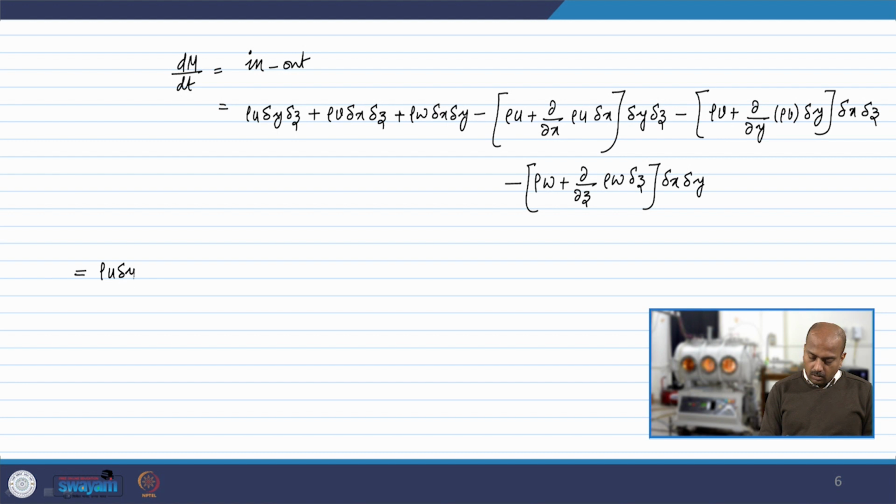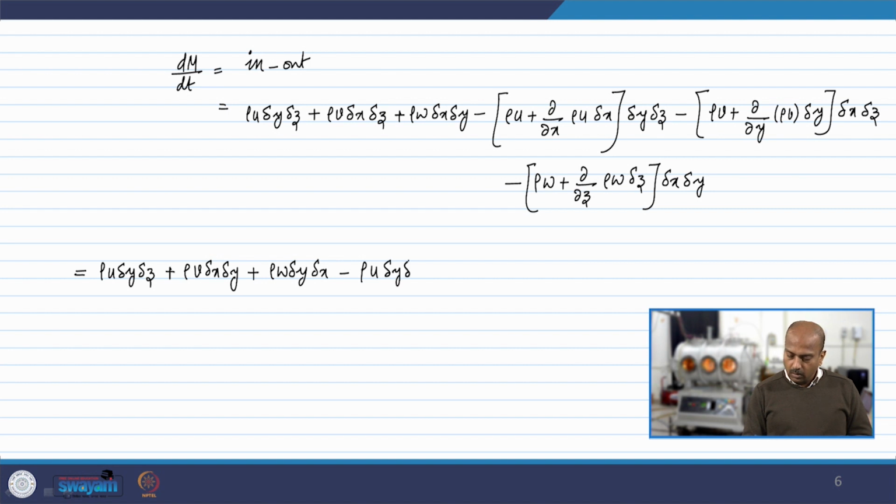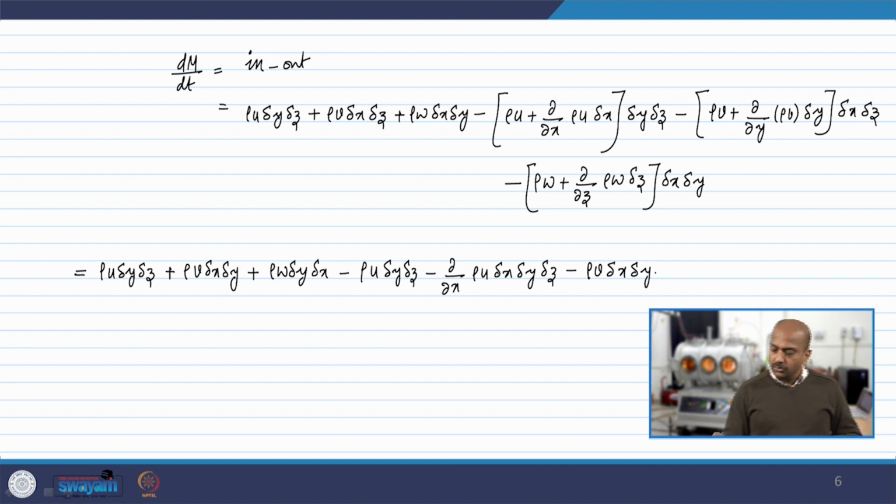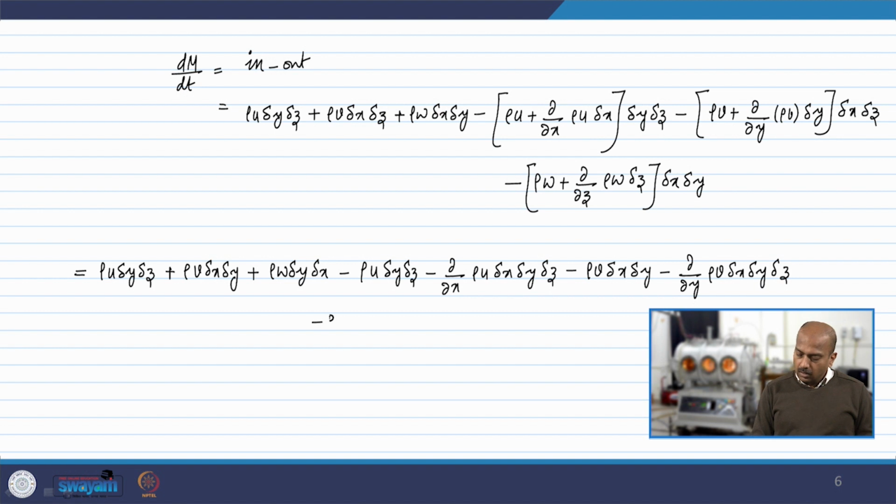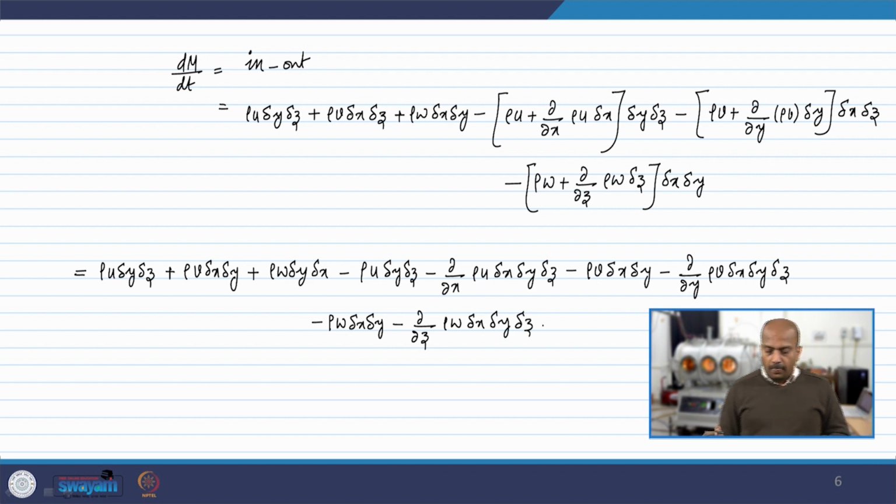Or rho u delta y delta z plus rho v delta x delta z, minus rho u, and so on. I am just expanding all the terms so that the algebra can easily be understood, minus dou by dou y of rho v delta x delta y delta z, minus rho w delta x delta y, minus. Right. This is what we have, all the terms.